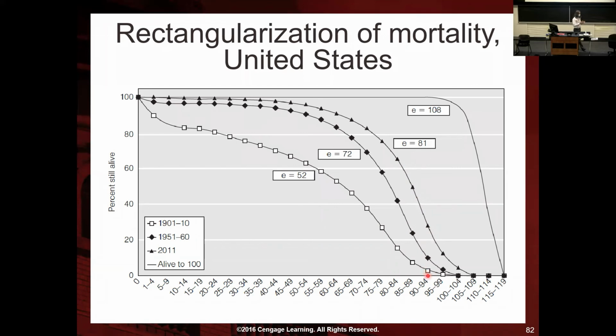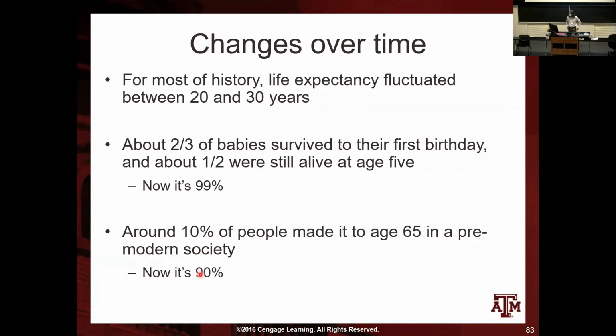So rectangularization of mortality is exactly that. Mortality gets so low that the shape of people being alive by age group gets close to this hypothetical case of really low mortality in which everybody is reaching age 100.